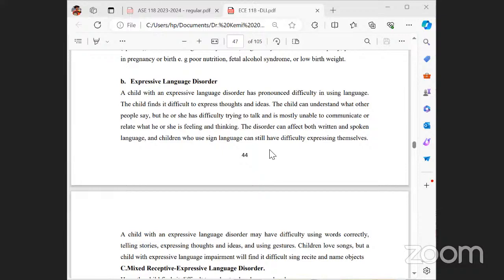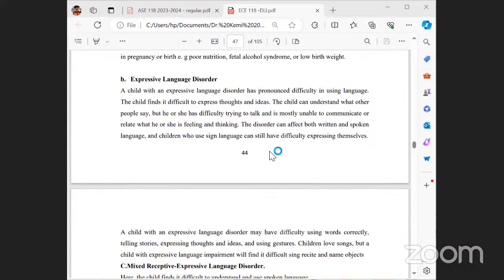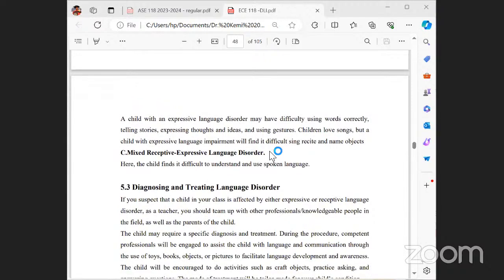The child finds it difficult to express thoughts and ideas. The child can understand what other people say, but he or she has difficulty trying to talk, or is mostly unable to communicate or relate what he or she is feeling or thinking. The disorder can affect both written and spoken language, and children who use sign language can still have difficulty expressing themselves.